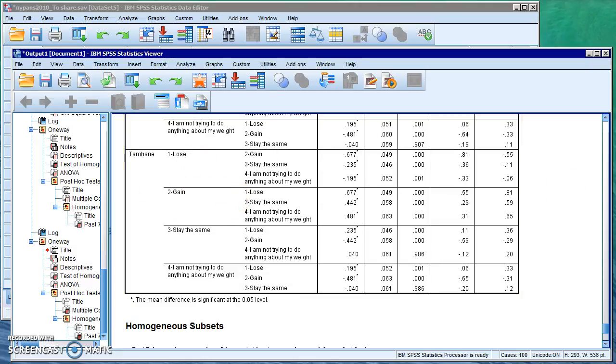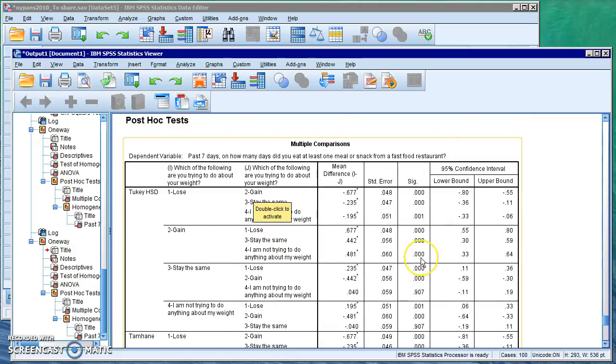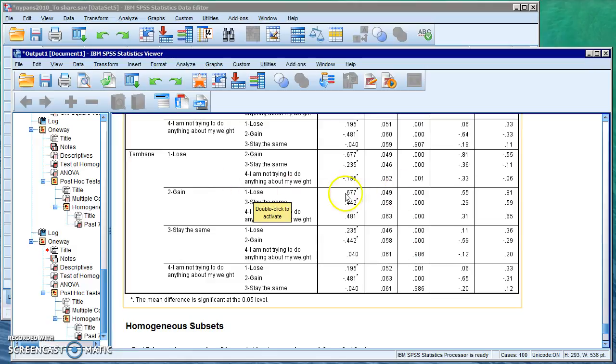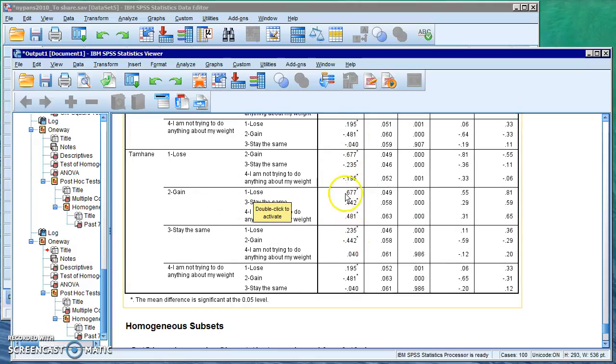So our people who are trying to gain weight, we're asking if they are significantly different than the people who are trying to lose weight. And we look at our significance, which is in this column. That's one way to look at it. And they were significantly different, and they were different by this much, and that's our mean difference. So people who were trying to gain weight ate about 0.677 more days than those who were trying to lose weight.